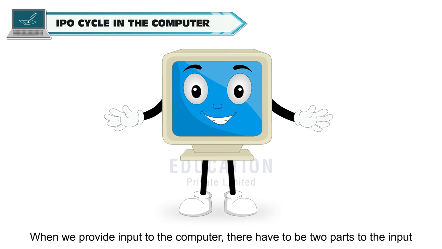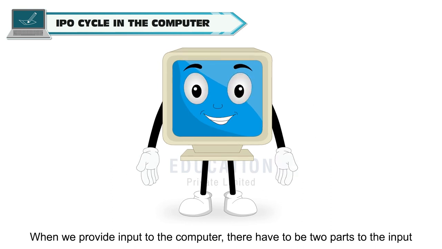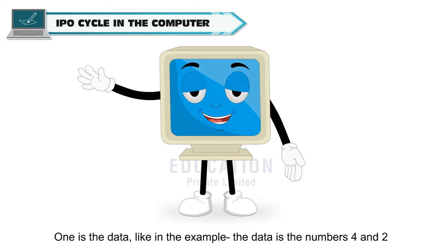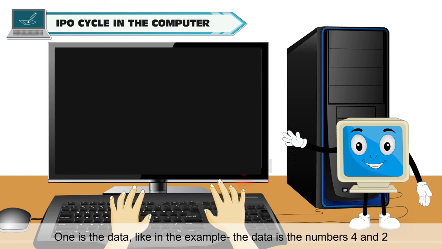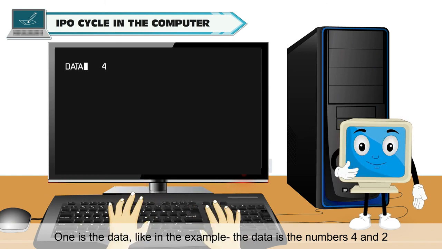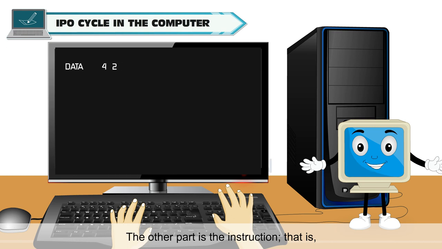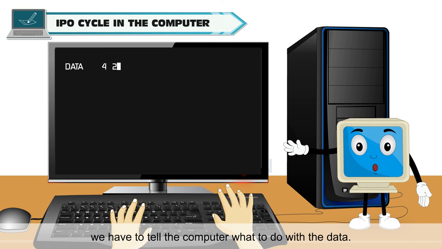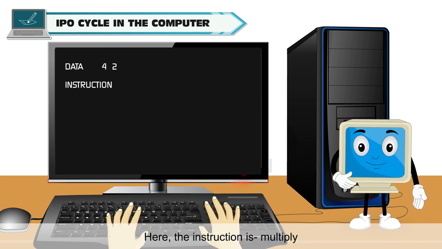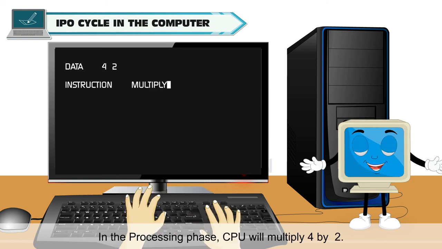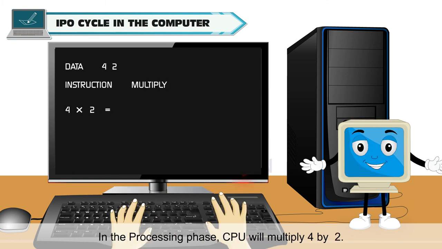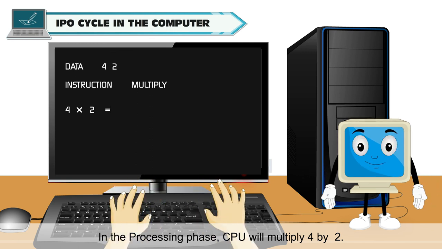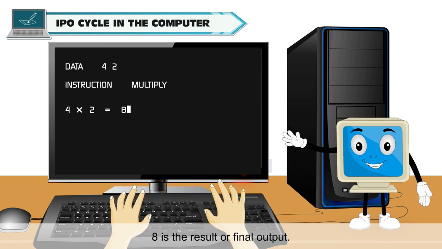When we provide input to the computer, there have to be two parts to the input. One is the data. Like in the example, the data is the numbers 4 and 2. The other part is the instruction. That is, we have to tell the computer what to do with the data. Here, the instruction is multiply. In the processing phase, CPU will multiply 4 by 2. 8 is the result or final output.